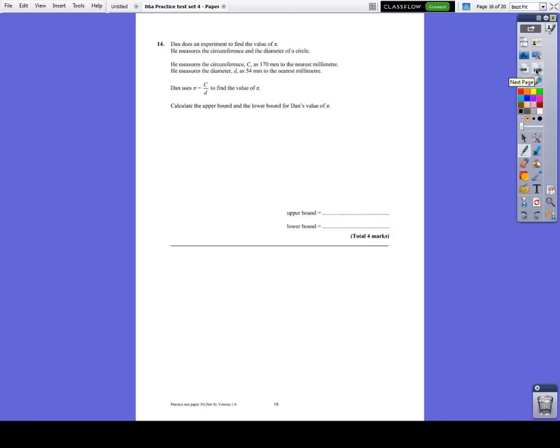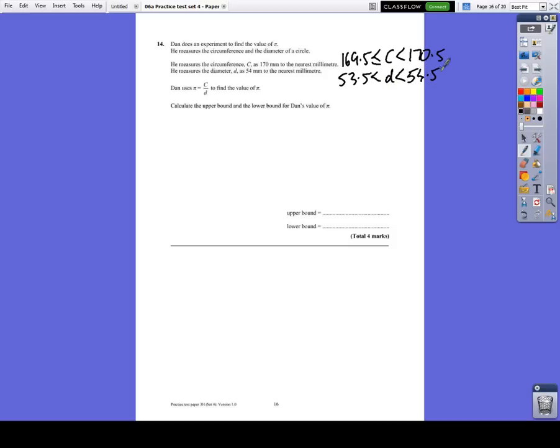Question 14. Dan does an experiment to find the value of pi. He measures the circumference C as 170 millimetres to the nearest millimetre. Now, because it's to the nearest millimetre, straight away I'm going to write down the bounds. So the bounds of that would be 169.5 to 170.5. And the diameter would be 53.5 up to 54.5.